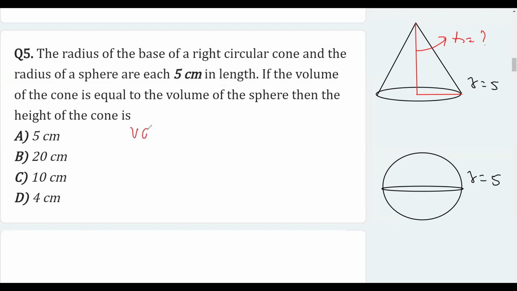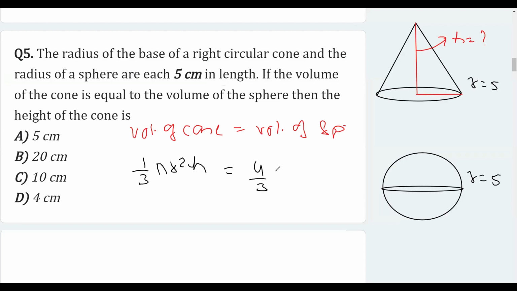So what is given? Can we say that the volume of the cone is equal to the volume of the sphere? And we can replace the volume of the cone with the formula 1 by 3 pi r square h. And for the sphere, it is 4 over 3 pi r cube. You see, I'm using the same symbol for r, reason being they are equal. Otherwise, we should have used a different symbol.